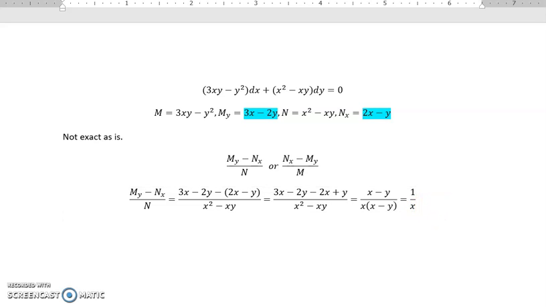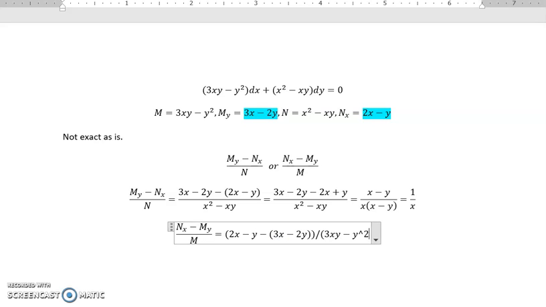Now, similarly, we could try this with the other function, although we only really need one of them to work. In this case, we would have 2x minus y minus (3x minus 2y), and then we would divide it by 3xy minus y squared.